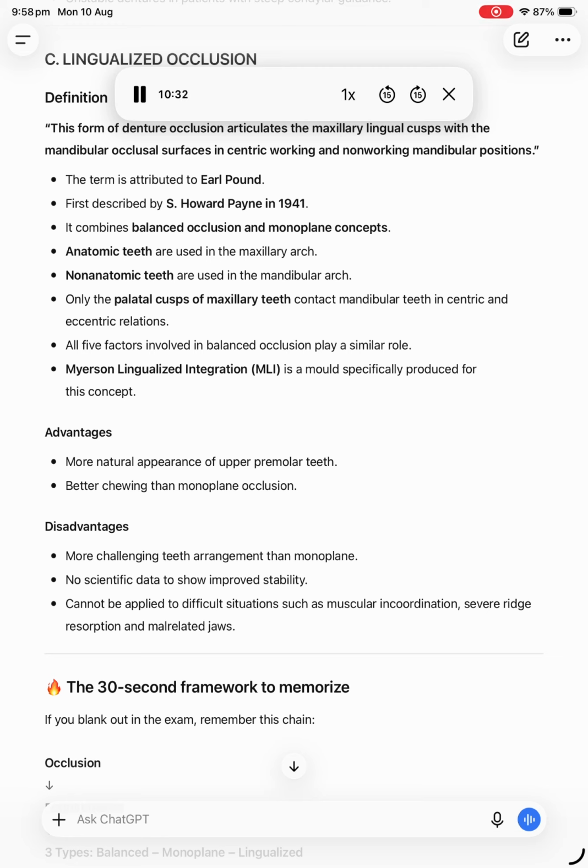The 30-second framework to memorize. If you blank out in the exam, remember this chain.